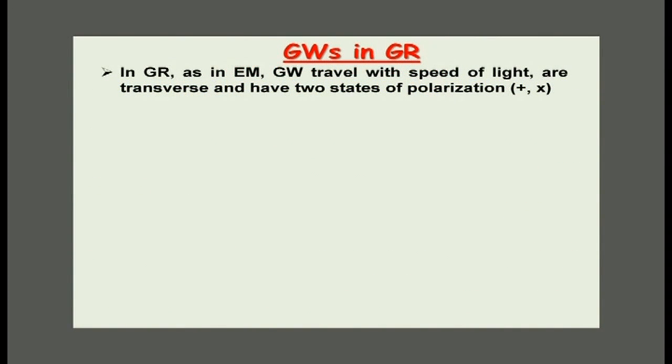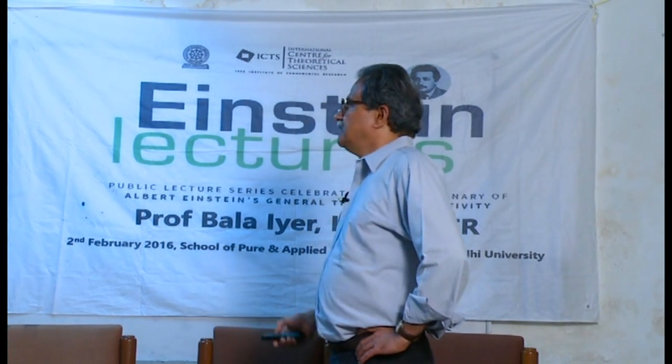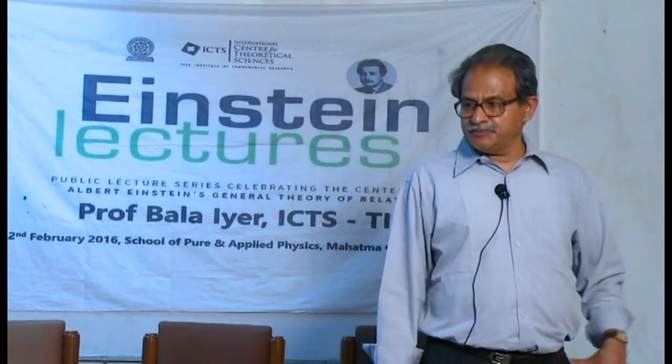Now, once you know that gravitational waves are there, the next thing you have to know is what are the properties of these gravitational waves. So, if you study the equations of general relativity and ask what are the properties of gravitational waves, you find that the properties are very similar to the electromagnetic waves property. They travel at the speed of light, they are not longitudinal but transverse, and they have two states of linear polarization. Remember what is meant by polarization?